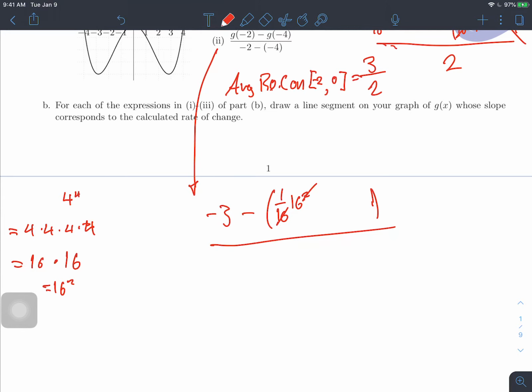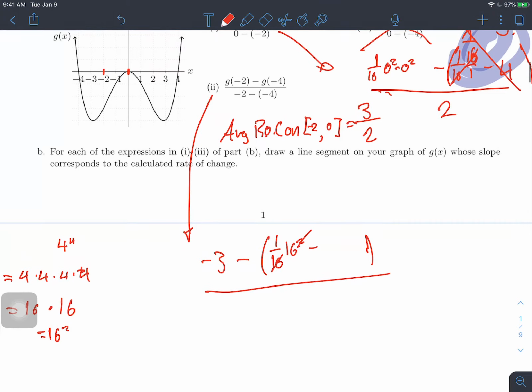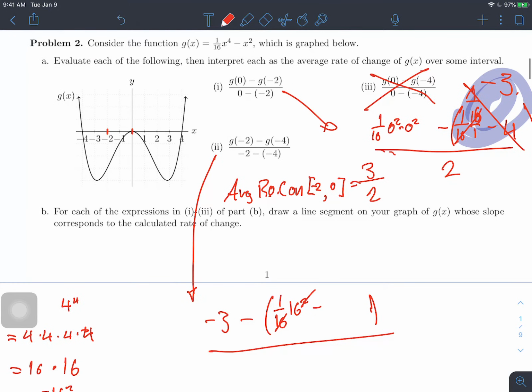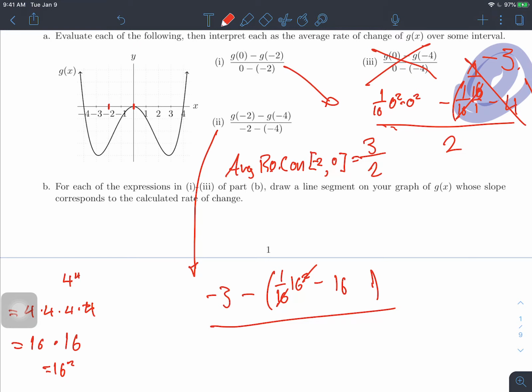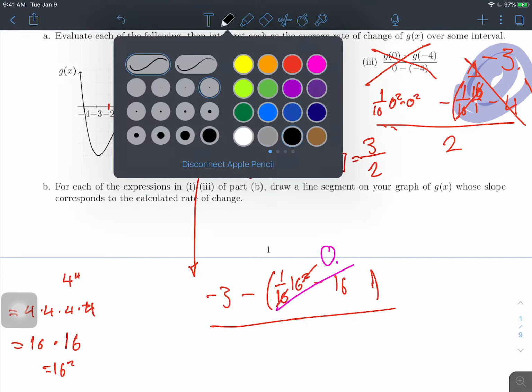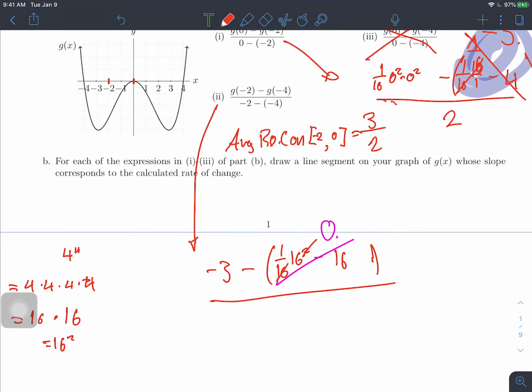Okay, and now I can subtract x squared, which is 4 squared. Negative 4 squared, which is going to be 16 again. So on the inside of the parentheses, I get 16 minus 16. That's all going to cancel out to be 0. Okay, and on the bottom here, what are we going to have? Negative 2 minus negative 4. It's going to be negative 2 plus 4, which is positive 2. So we get negative 3 halves.